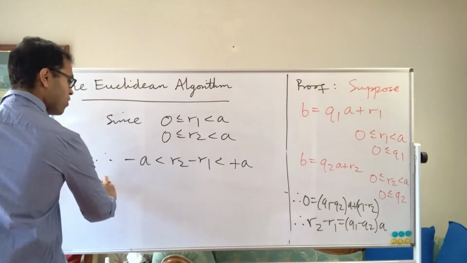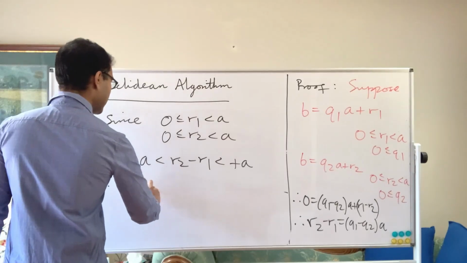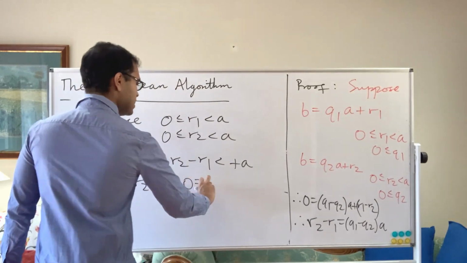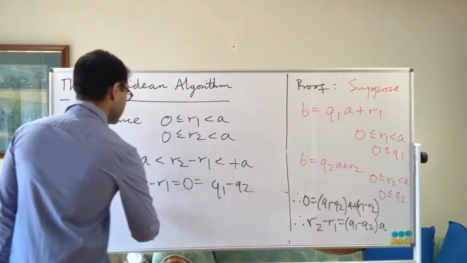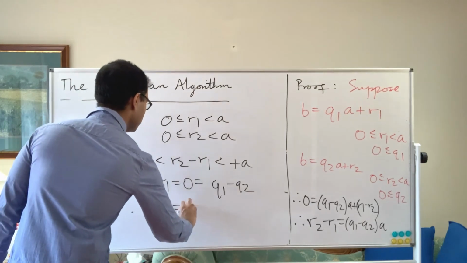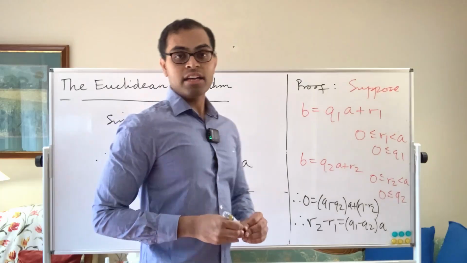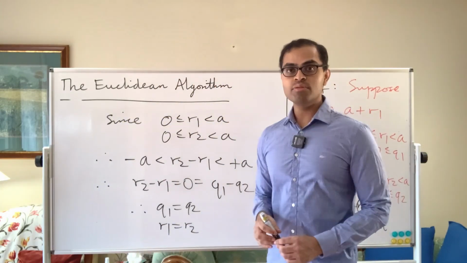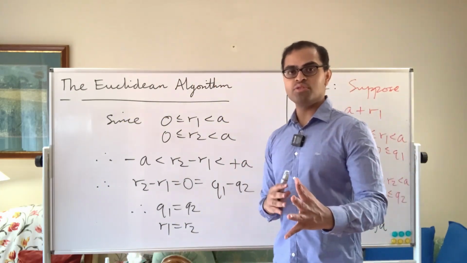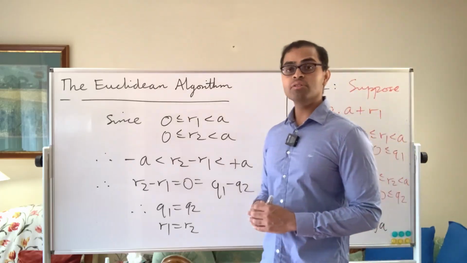So therefore, we deduce that R2 minus R1 is equal to 0, which is equal to Q1 minus Q2, which means that Q1 is equal to Q2 and R1 is equal to R2. So that is the argument that Q1 and R1, and Q2 and R2, were unique, and that concludes the uniqueness statement.